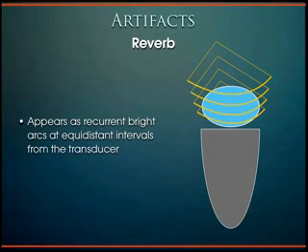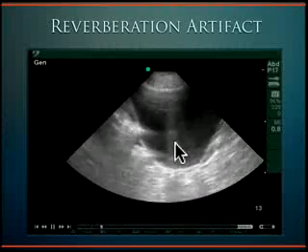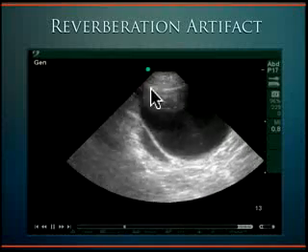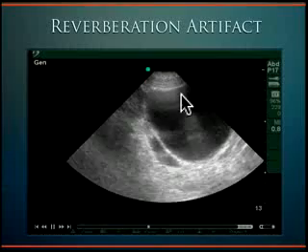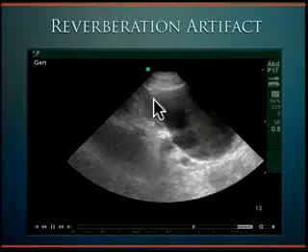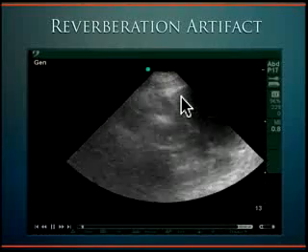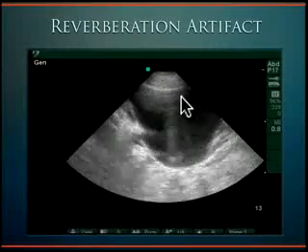Reverberation appears as equidistant arcs that come down from the top of the transducer. And so you can see this sometimes with the bladder, equidistant arcs coming down from the anterior part of the bladder. That's what this area up here is. This is reverberation artifact, seen as equidistant arcs that come down from the footprint of the probe. This is common to see with bladder ultrasound.